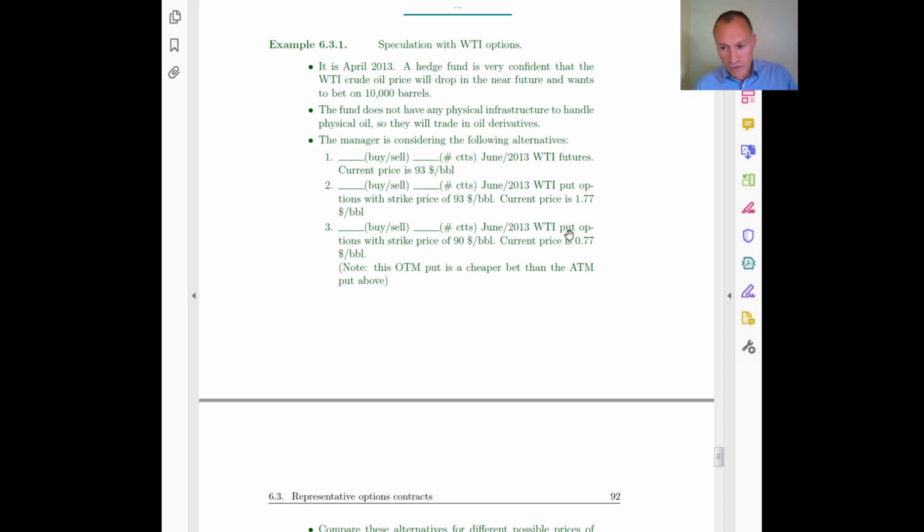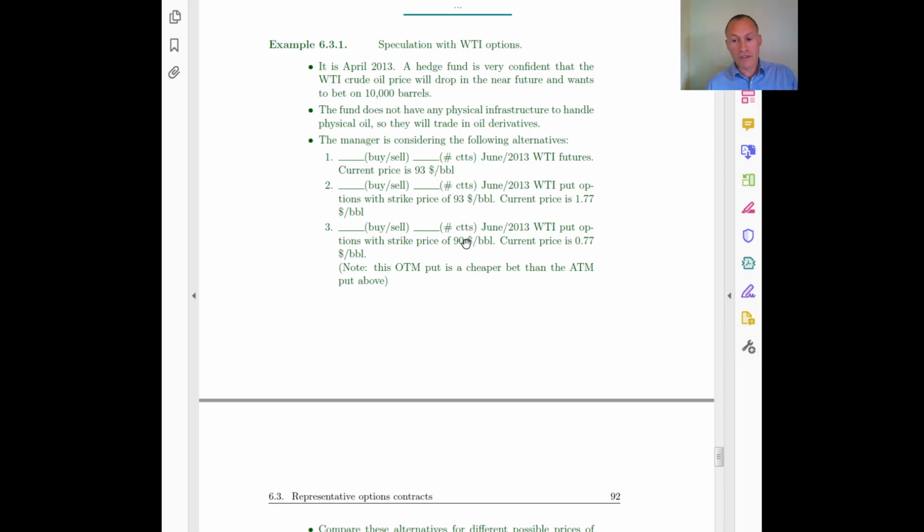Another alternative is to again buy a put option with 10 contracts, but notice here that the difference is that the strike price is lower. Instead of 93, it is 90. So instead of being equal to the current futures price of 93 that you see, it is now lower, 90.